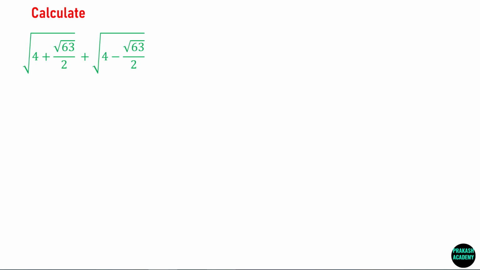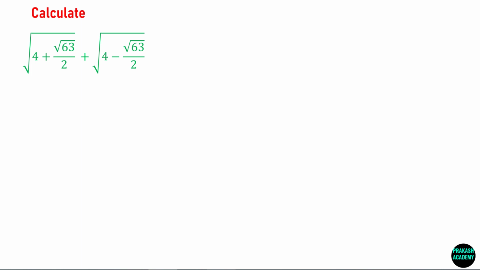In this problem, you have to calculate the value of this expression. The expression is a square root of (4 plus root 63) by 2, plus a square root of (4 minus root 63) by 2. So how will you solve this problem?